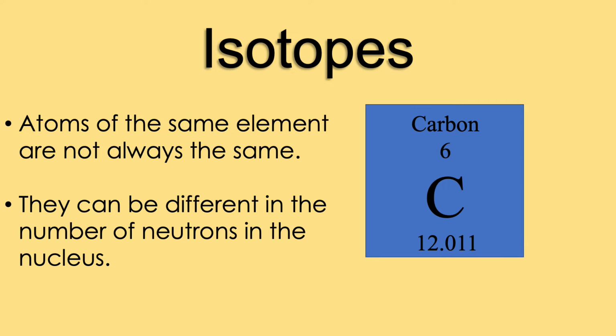Atoms of the same element are not always the same. They can be different in the number of neutrons in the nucleus. These are called isotopes. Let's take carbon for example.